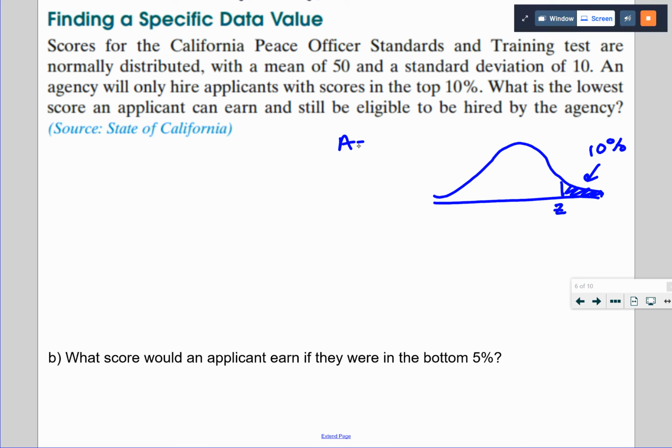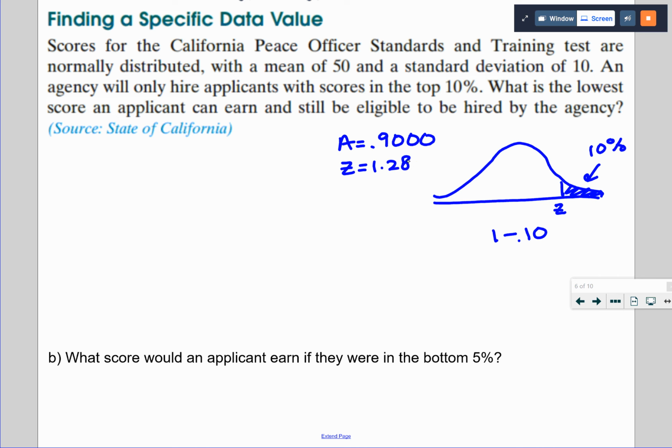What cumulative area am I going to look up on my chart to help me figure out that z value? If 10% is to the right, what percent is to the left? 90, right? So we can do 1 minus 10% or 1 minus 0.1, and we're going to get 0.9000 is to the left of that score, and that's what we can find. All right, so I'm going to look on the positive side of my chart. 0.9 is what I'm trying to get close to. All right, we're between two values. Which one am I closest to? 1.28 is the z-score that we're going to use.